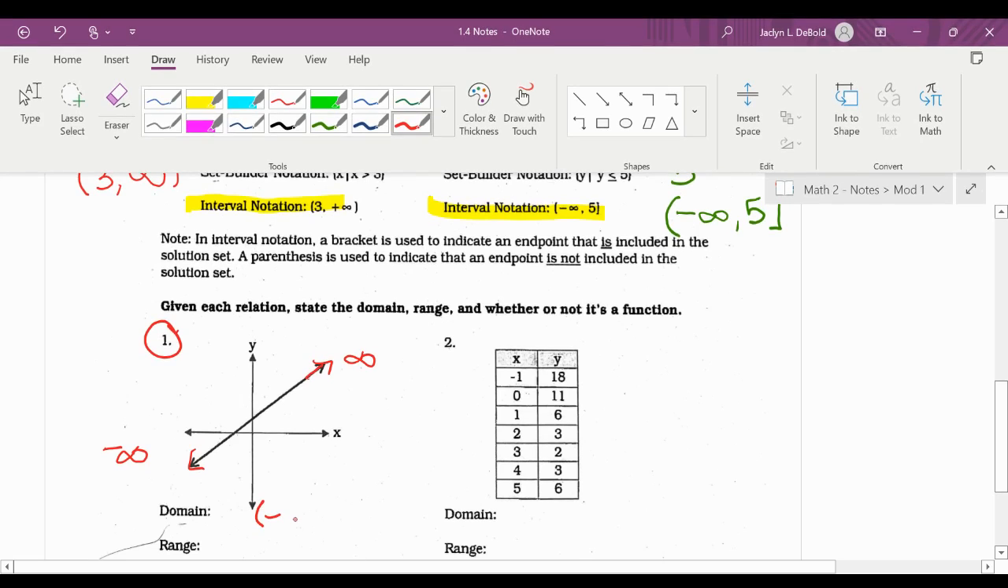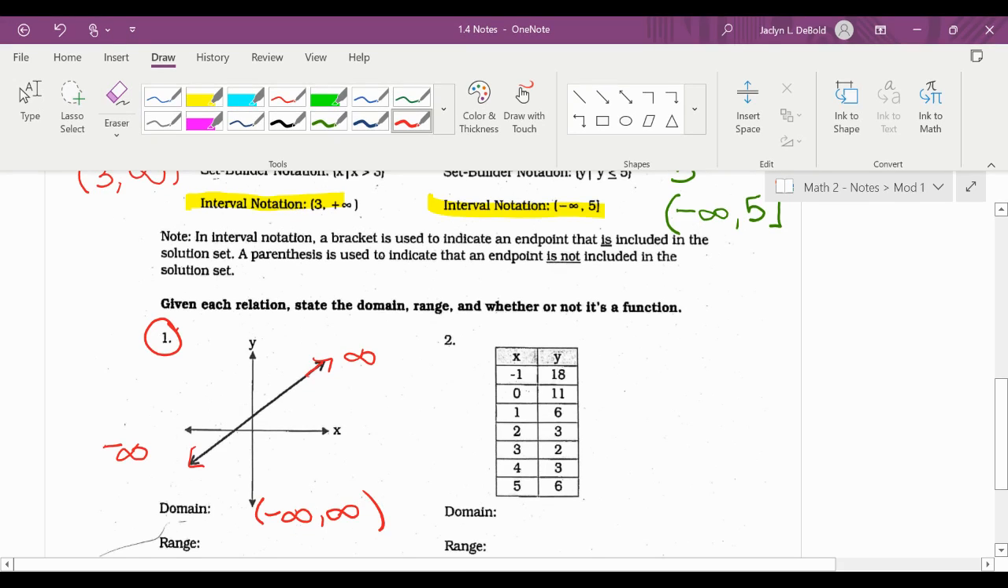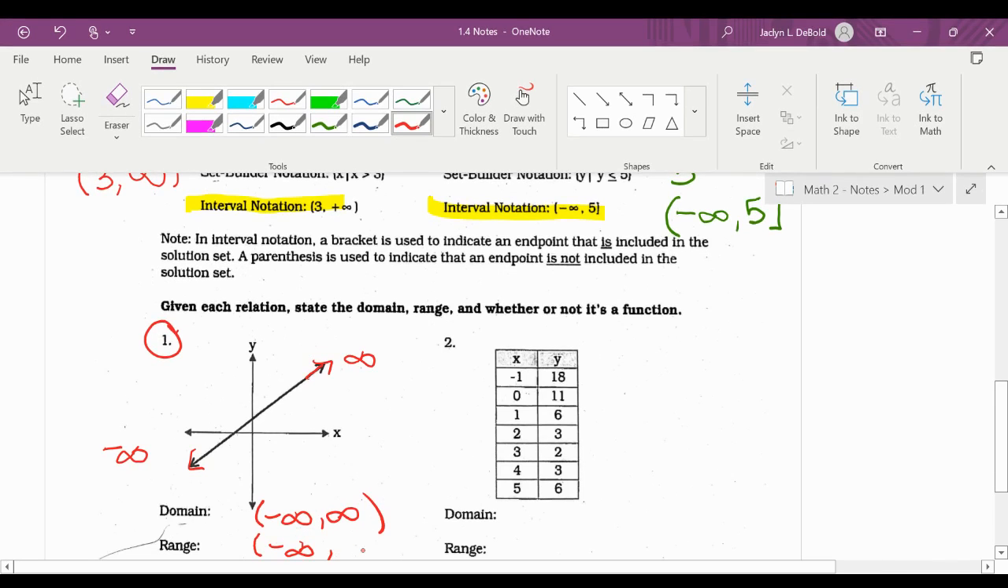It would be from negative infinity to positive infinity. And then for our range, we can see it goes down and it goes upward. So it goes from negative infinity to positive infinity.